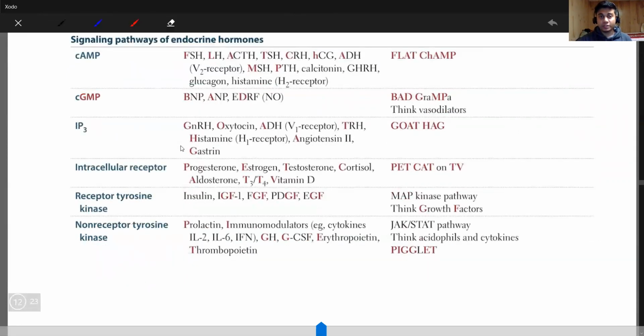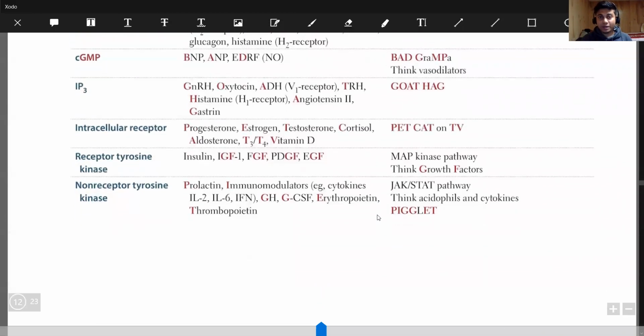In the cGMP pathway, as you see, the receptors for BNP, brain natriuretic peptide, atrial natriuretic peptide, and endothelial derived relaxation factor, nitric oxide, work through cGMP. We haven't discussed it yet, right? We discussed the cAMP mediated pathway and the protein kinase C mediated pathway, but we haven't discussed cGMP. We'll discuss it. Next is the IP3 mediated pathway.